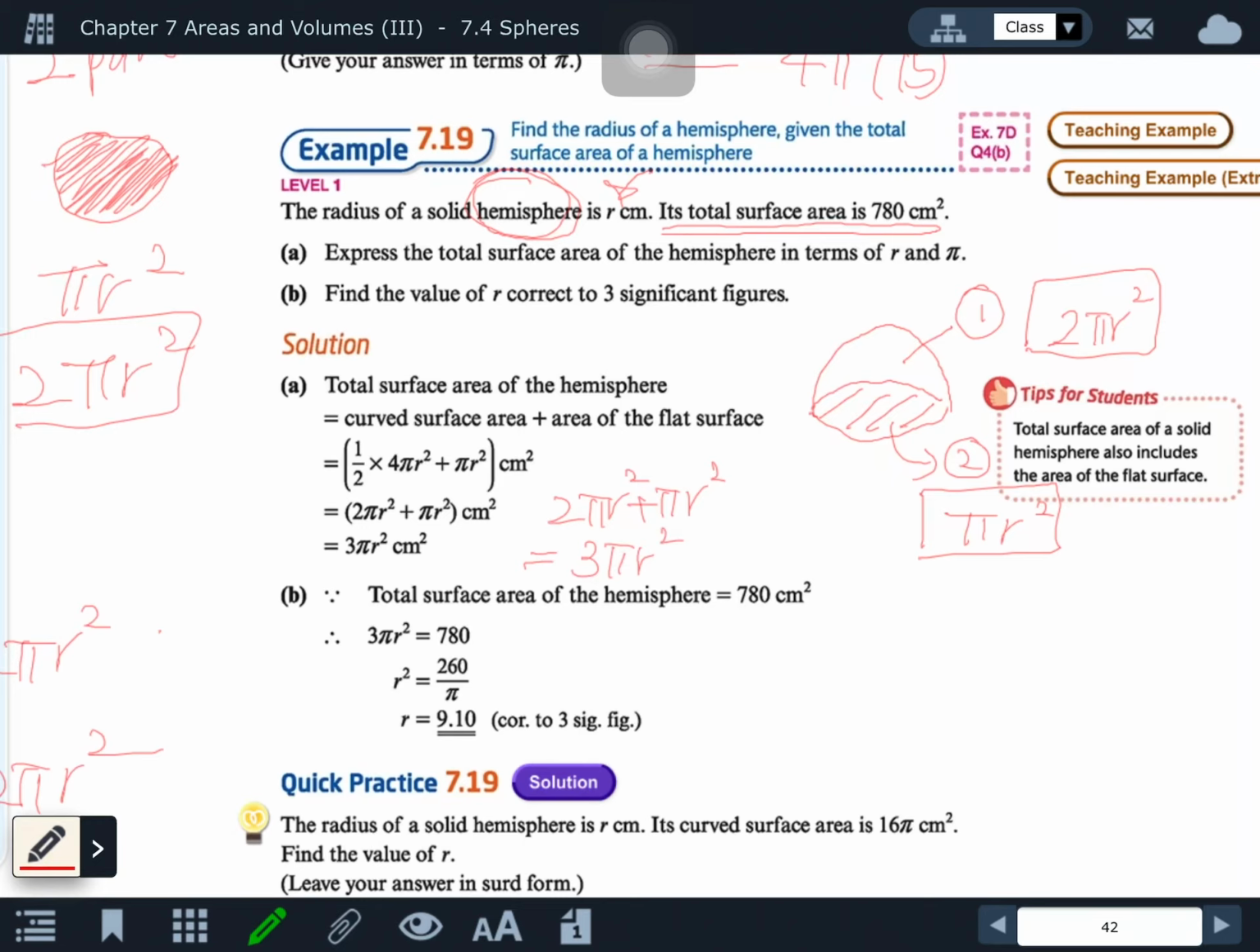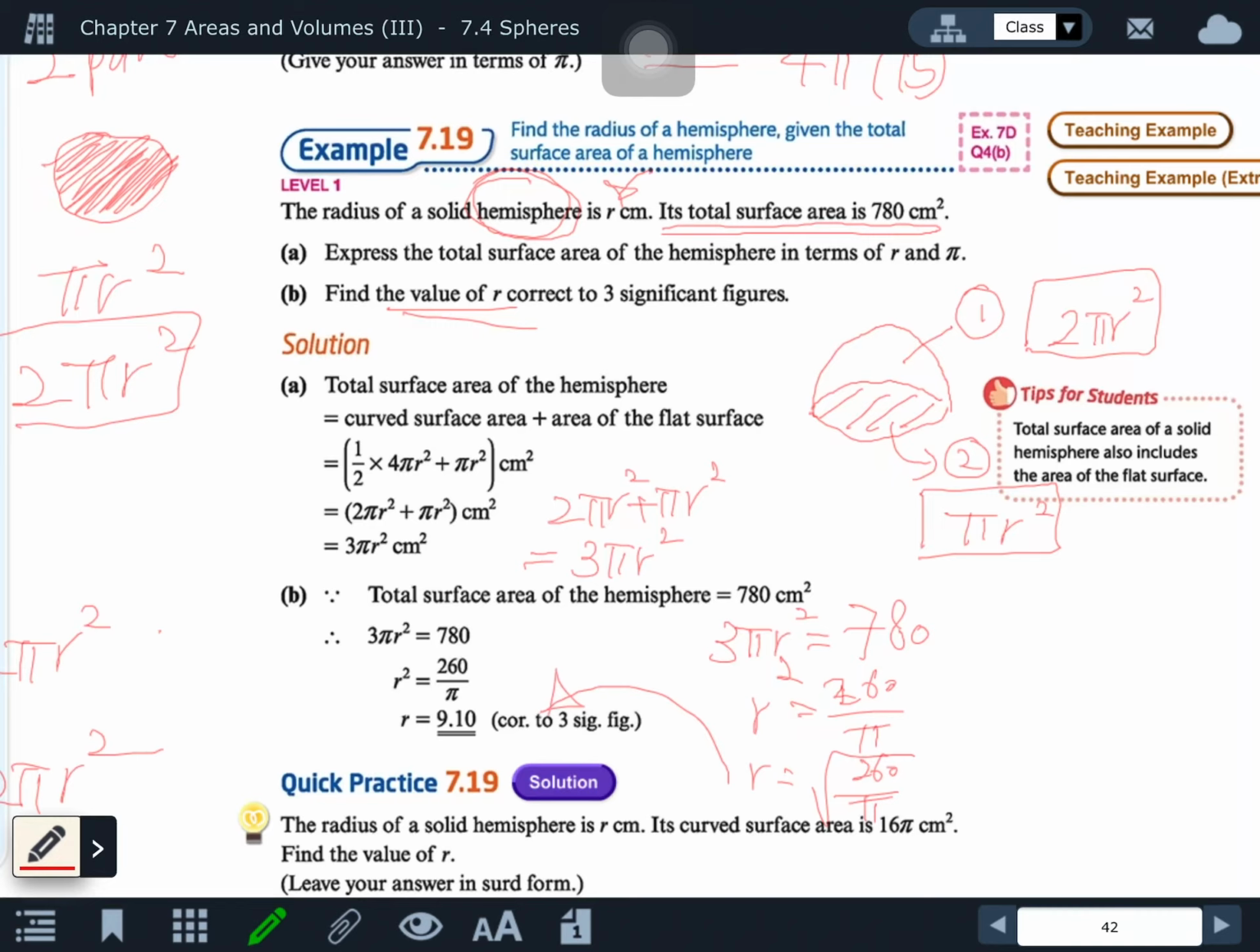Okay, and now we actually finish part A, and then in part B we find the value of r, where the total surface area 3 pi r square equals 780. Therefore, after we change the subject to r square equals 260 over pi, then we take the square root of this, 260 over pi. Then we will have an answer for 9.10.